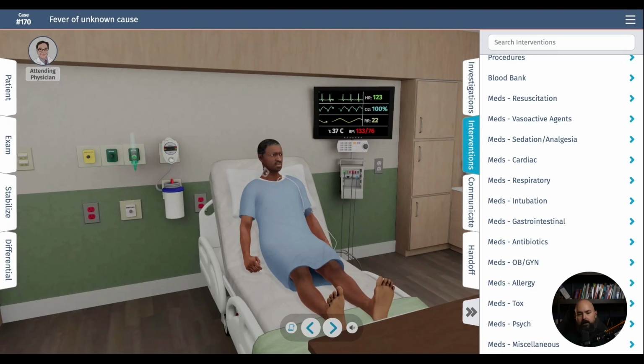So MRSA PCR is something like 95% sensitivity. If it's negative, your chances of having MRSA bacteremia are very low, very, very low. Not impossible, but very low, which is often when you read a note and it'll say, continue vancomycin and Zosyn, check MRSA PCR and discontinue if negative. That's a pretty standard feature.